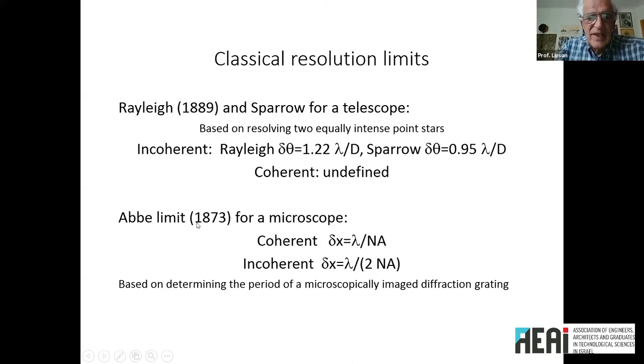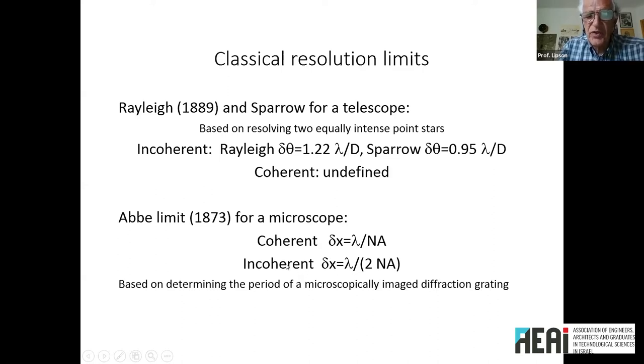Then the Abbe limit from 1873 for a microscope. Abbe showed that the coherent limit was lambda over the numerical aperture, and the incoherent limit, which is the one which is of most importance because most microscopy is done with incoherent light, was lambda divided by twice the numerical aperture.